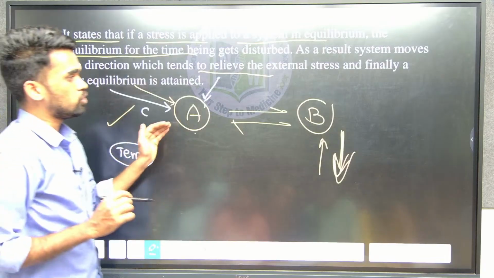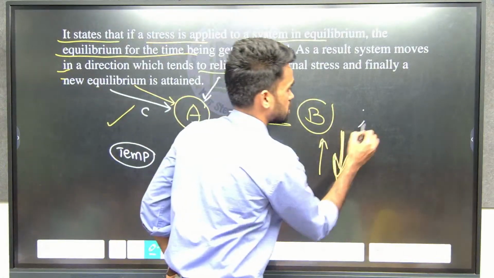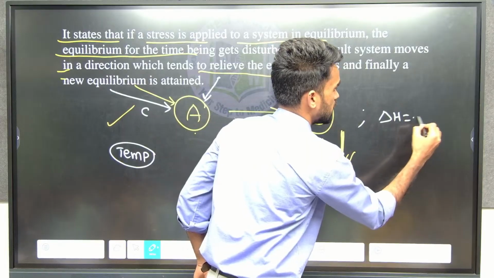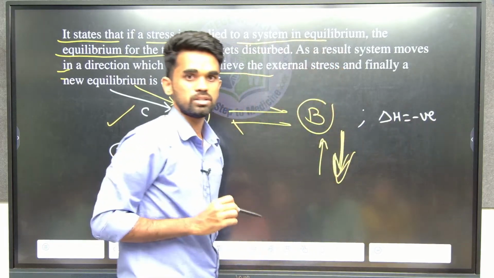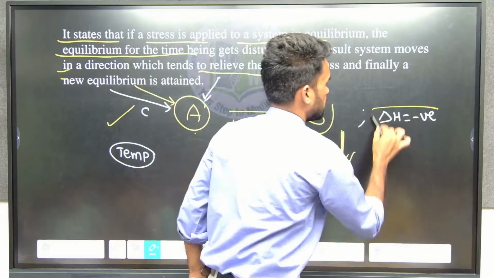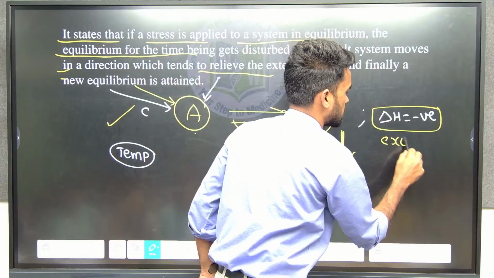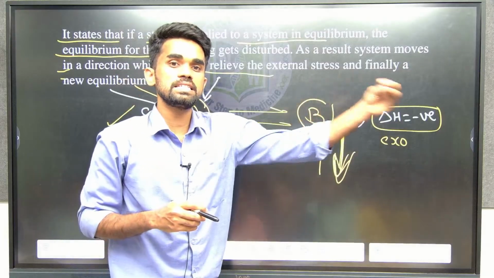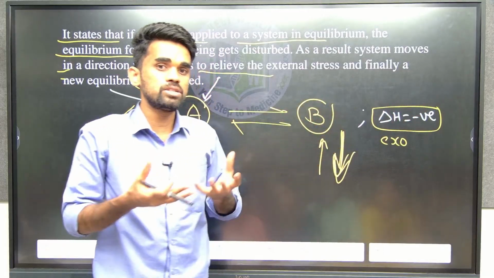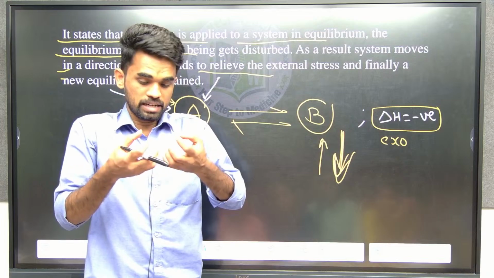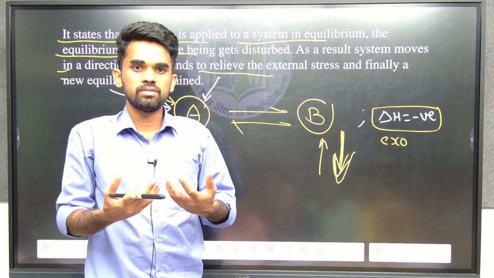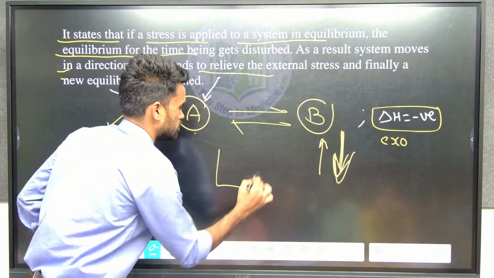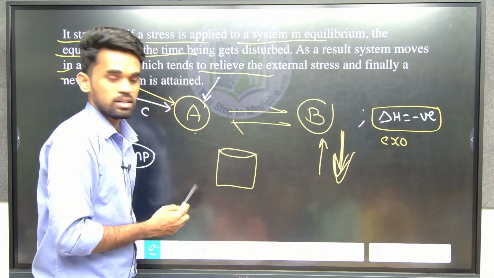See, during the reaction they will mention delta H is negative, some negative value. This negative indicates it is an exothermic reaction. What is that? Exothermic reaction. Heat is releasing from the system, so what happens to the temperature of the system in which the reaction is taking place?